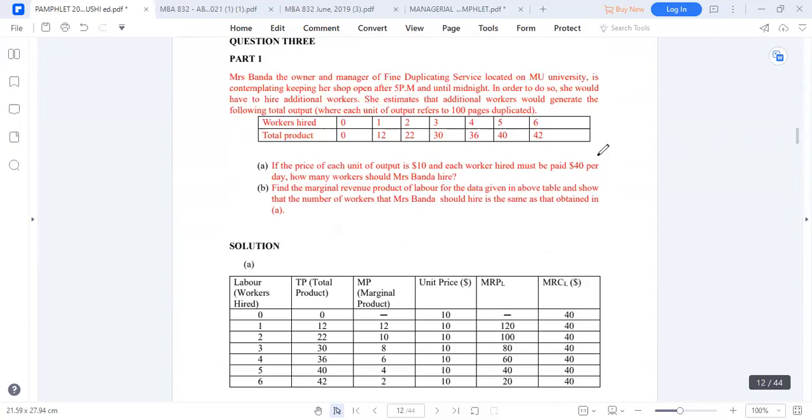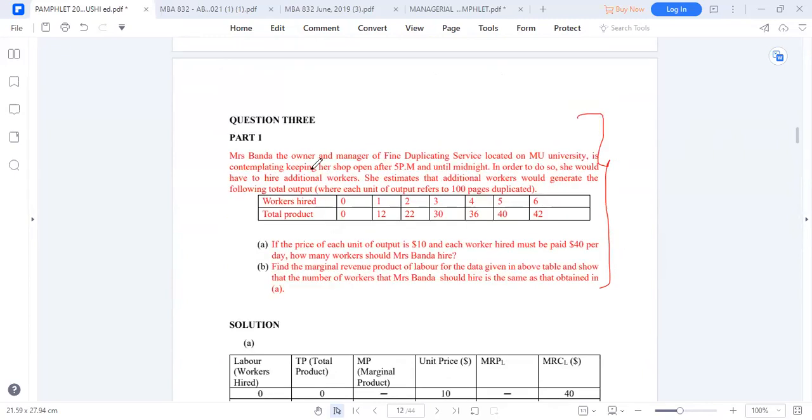Here, question number 3. Mrs. Banda is an owner of a duplicating service which is located at Monash University, and she is contemplating keeping her shop open after 5 p.m. until midnight. In order to do so, she will have to hire additional workers. She estimates that the additional workers will generate the following total output, where each unit refers to 100 pages. So workers 0 up to 6, total product 0, 12, 22, and so on.